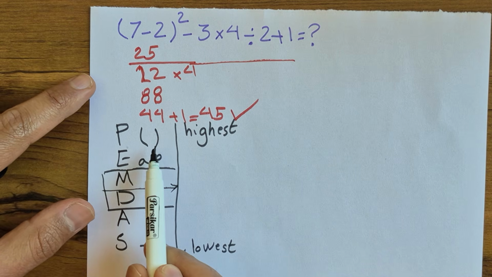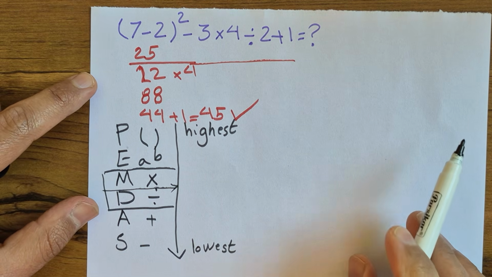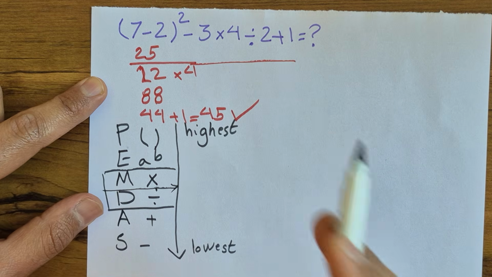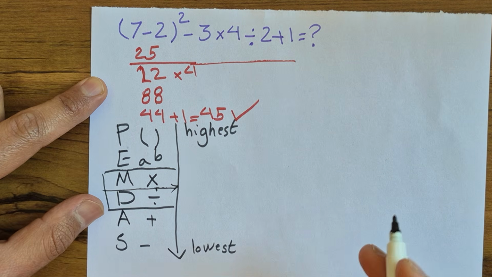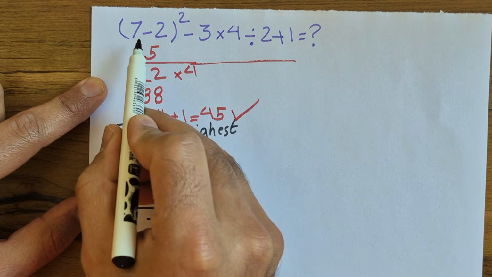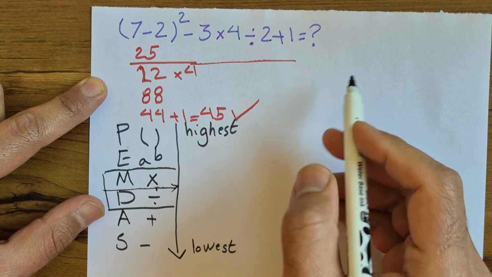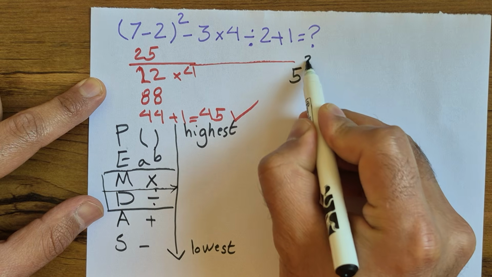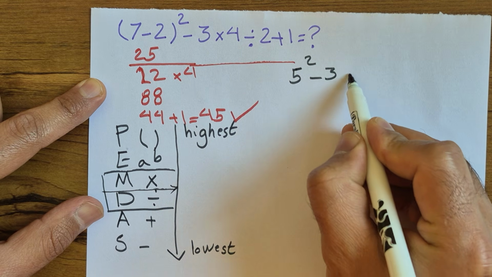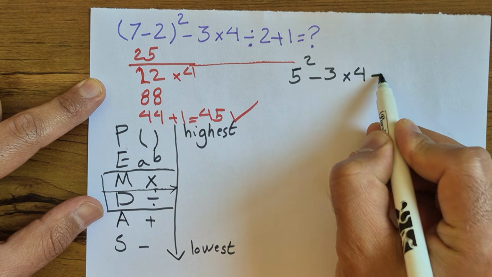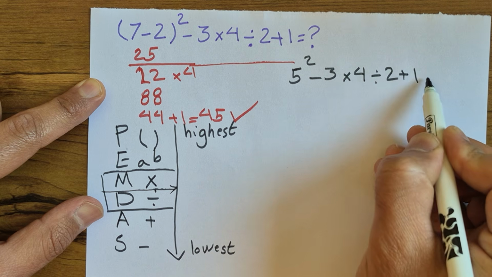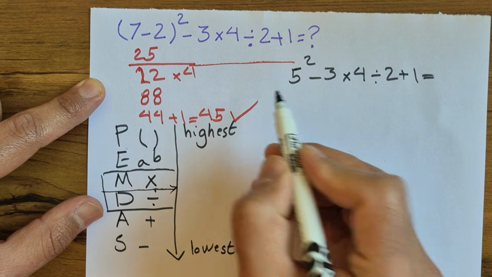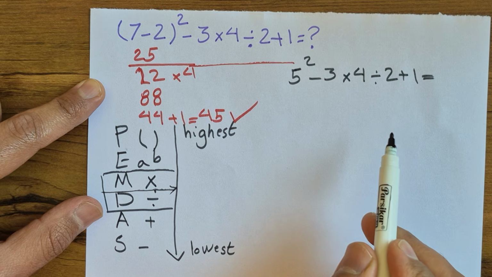Do we have parentheses according to PEMDAS? Yes, we do. We must evaluate the parentheses first. Inside the parentheses, 7 minus 2 is 5. So again, 5 squared minus 3 times 4 divided by 2 plus 1. Oh, it's a long, nasty one. Now we got rid of the parentheses.